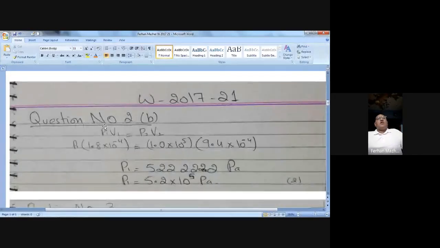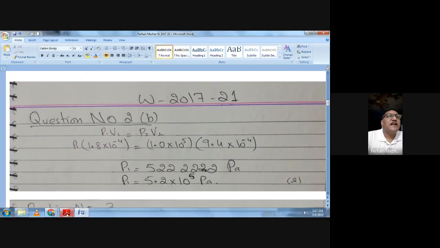Can you see that? Question number 2, B part. And it says P1 V1 equals P2 V2. P1 × 1.8 × 10^-4 equals 1.0 × 10^5 × 9.4 × 10^-4. And the final answer will be 5.2 × 10^5 Pascal. So it's a 2 marks numerical. I hope the calculation, the story, everything is clear to you.